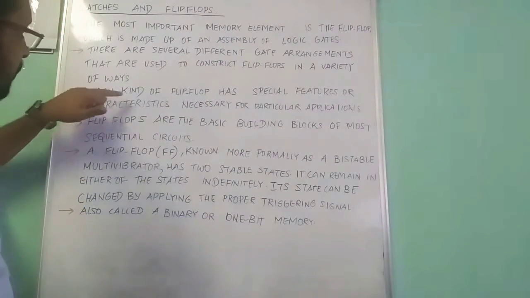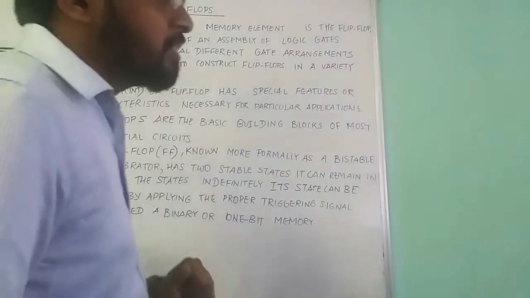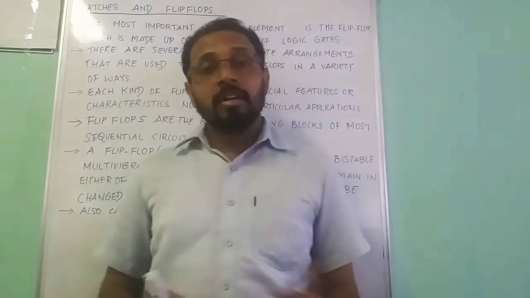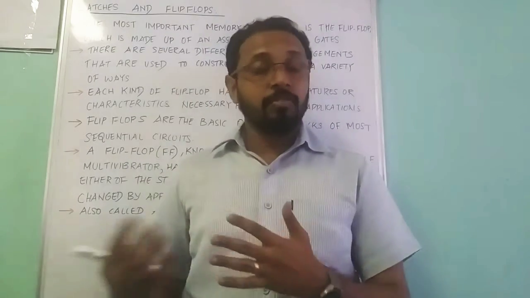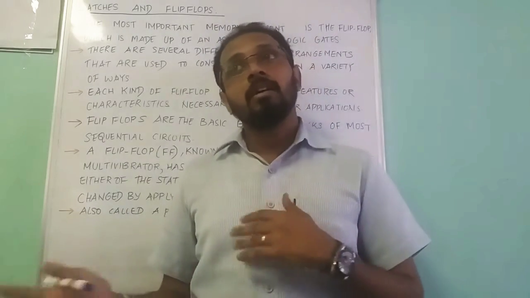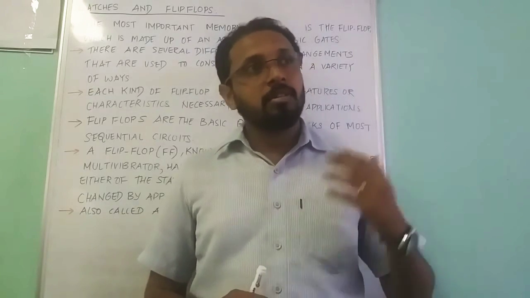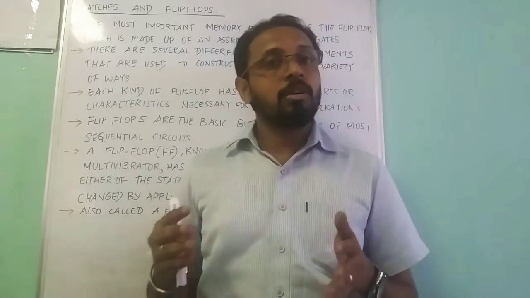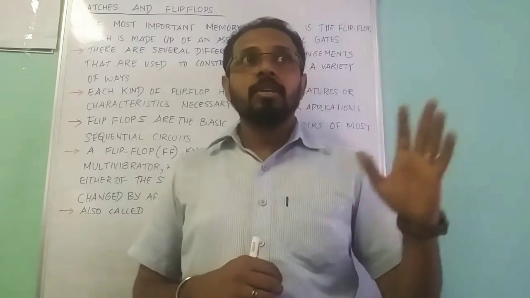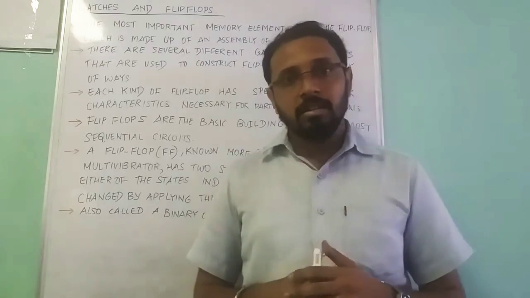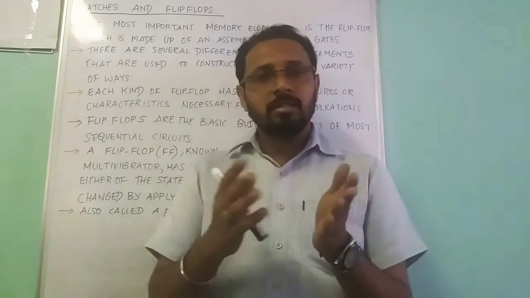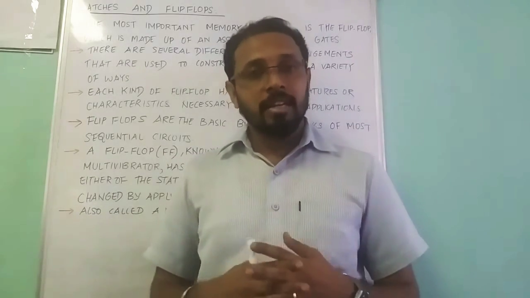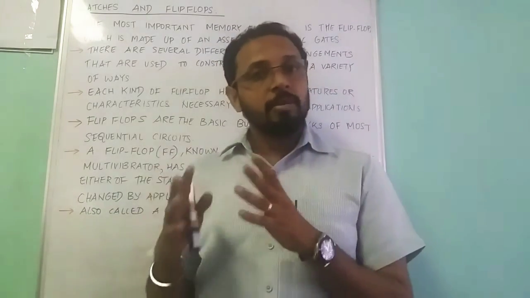Next point is each kind of flip-flop has special features. In the coming sessions we will see a variety of flip-flops. They are SR flip-flop, JK flip-flop, T flip-flop, which stands for toggle flip-flop. SR means set reset. JK, as in alphabetical order, the J is followed by K. It just got that name. The specialty of the JK flip-flop will be explained later.